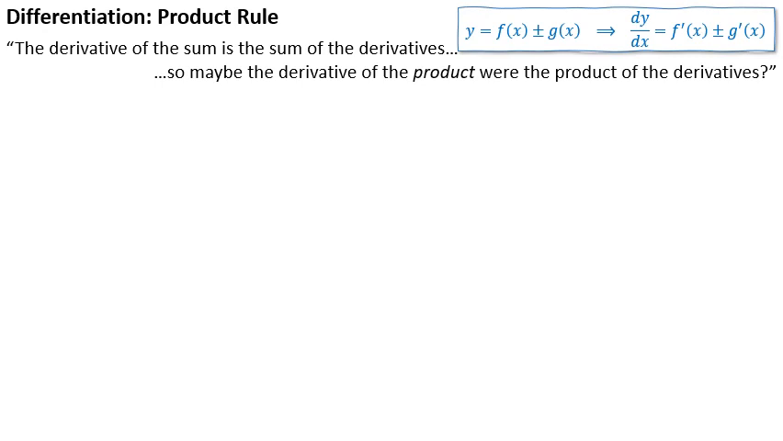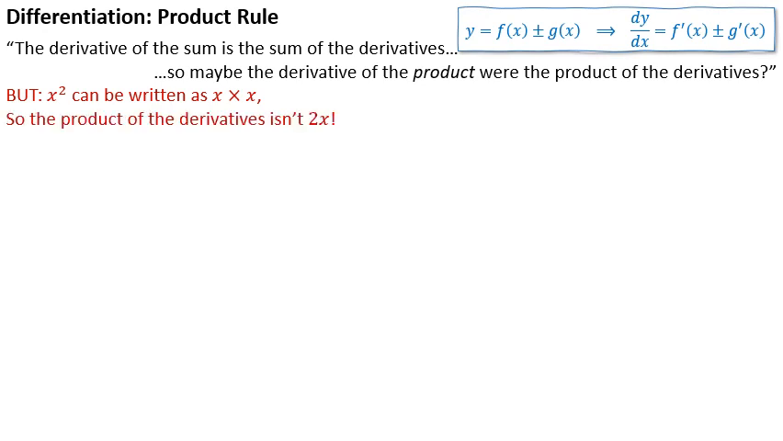That's a reasonable thing to think at the beginning, but it doesn't take us very long to find a counterexample. Think about this one. We know what x squared differentiates to, but we can think of it as x times x, the product of two functions, each of which is just x. But x differentiates to 1, and the other x also differentiates to 1. So the product of the derivatives here is just 1 times 1, which is 1, not 2x, which we know should be the correct answer.